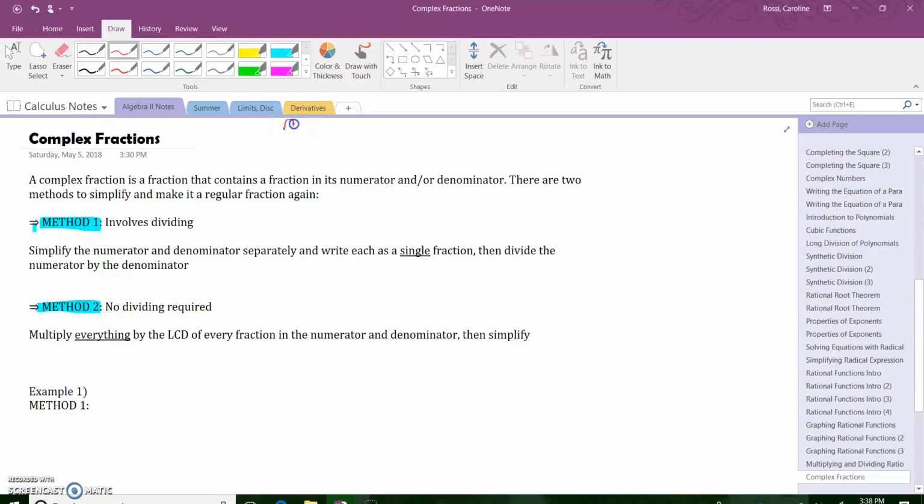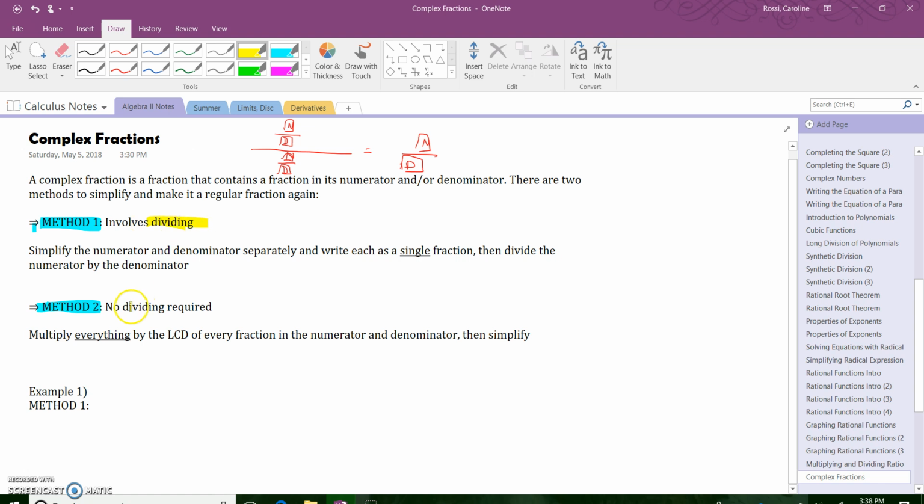Now a complex fraction is when you have a fraction all over another fraction. And your goal is to turn it into just a normal fraction with one numerator, one denominator, not a numerator denominator over another numerator denominator. You can choose whichever method you want to do.